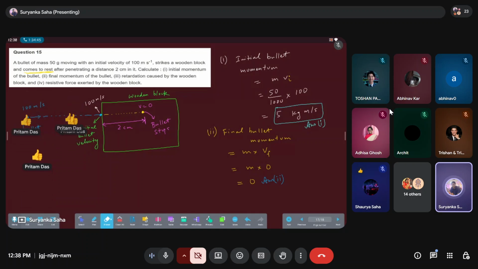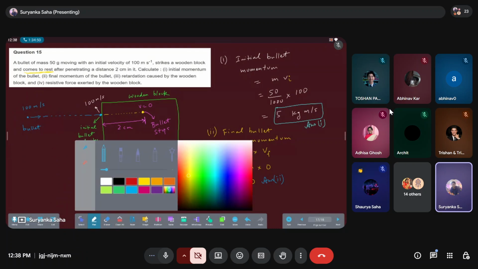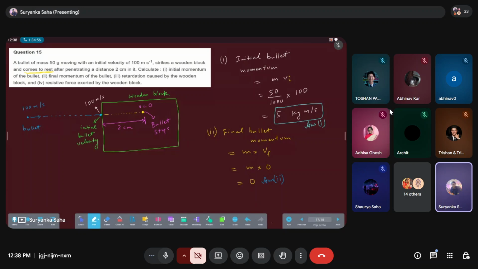Here 2 centimeter retardation is happening in this place. In this place, retardation is happening. Let me draw over here. Here retardation is happening. Okay. Here in this place, retardation happens. Retardation of kiska, of bullet. Retardation of bullet. Okay. So I hope everyone understood the class. If you have any doubt, you can ask me. Else I will end the class over here.